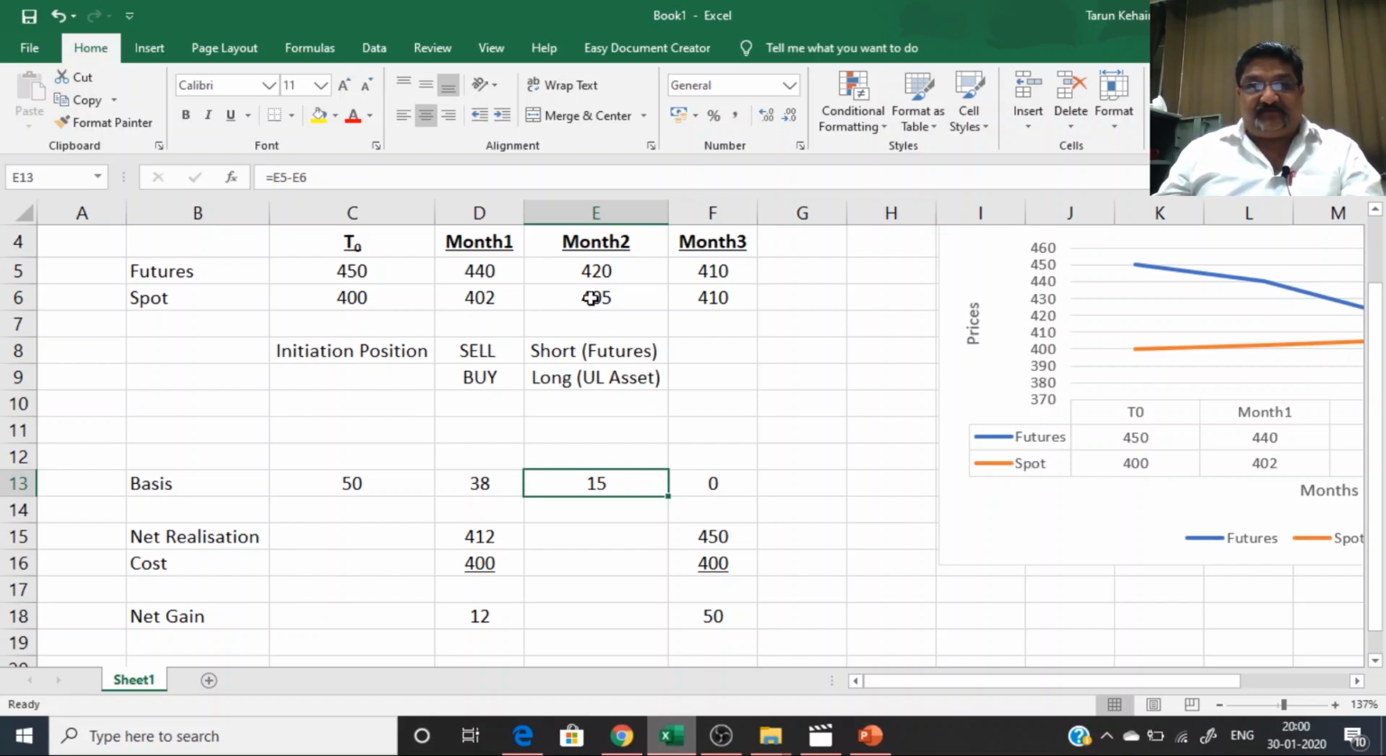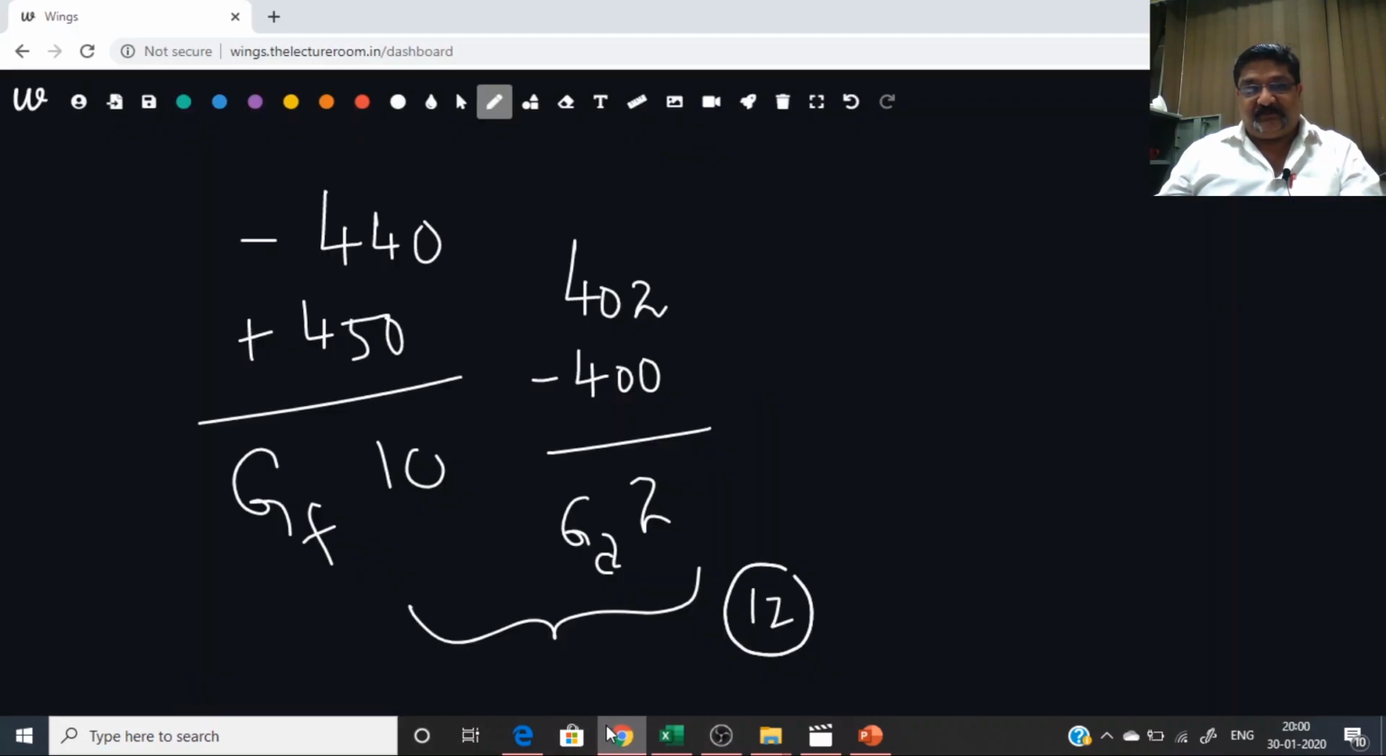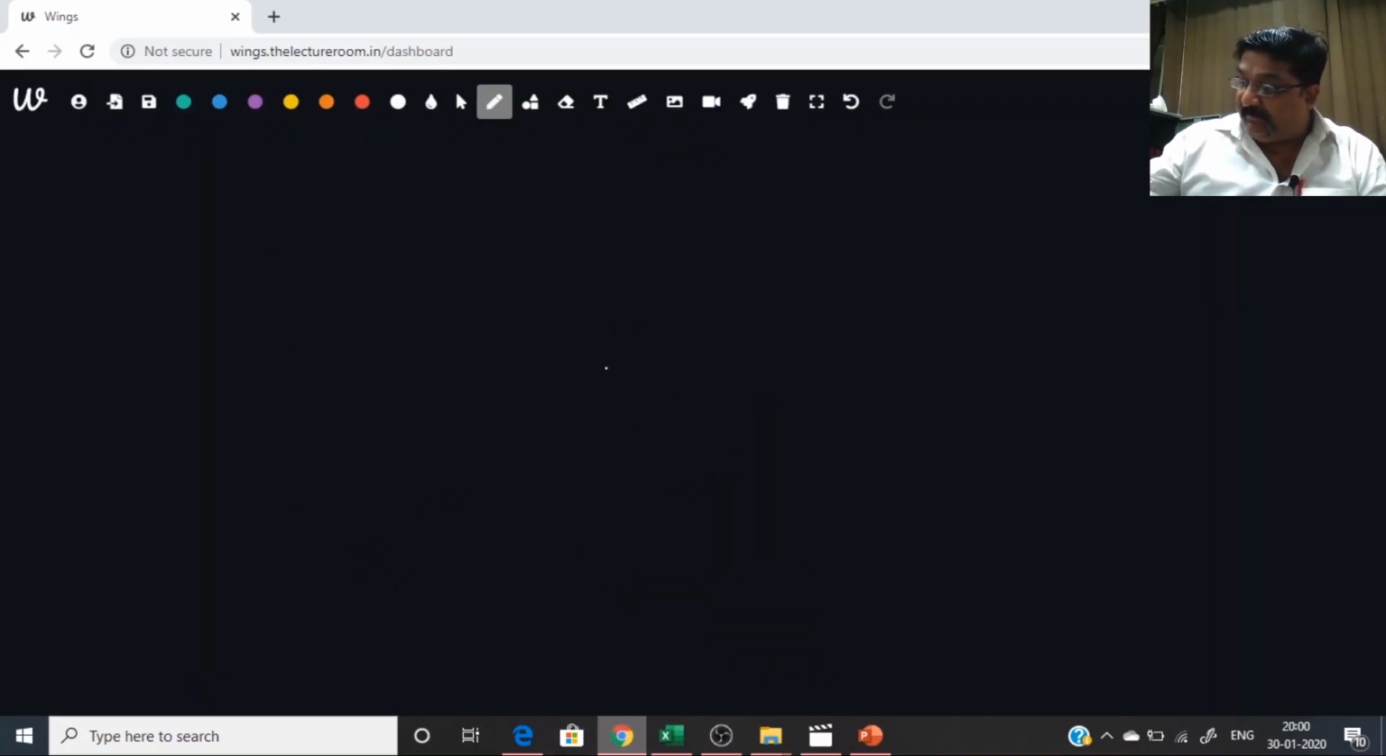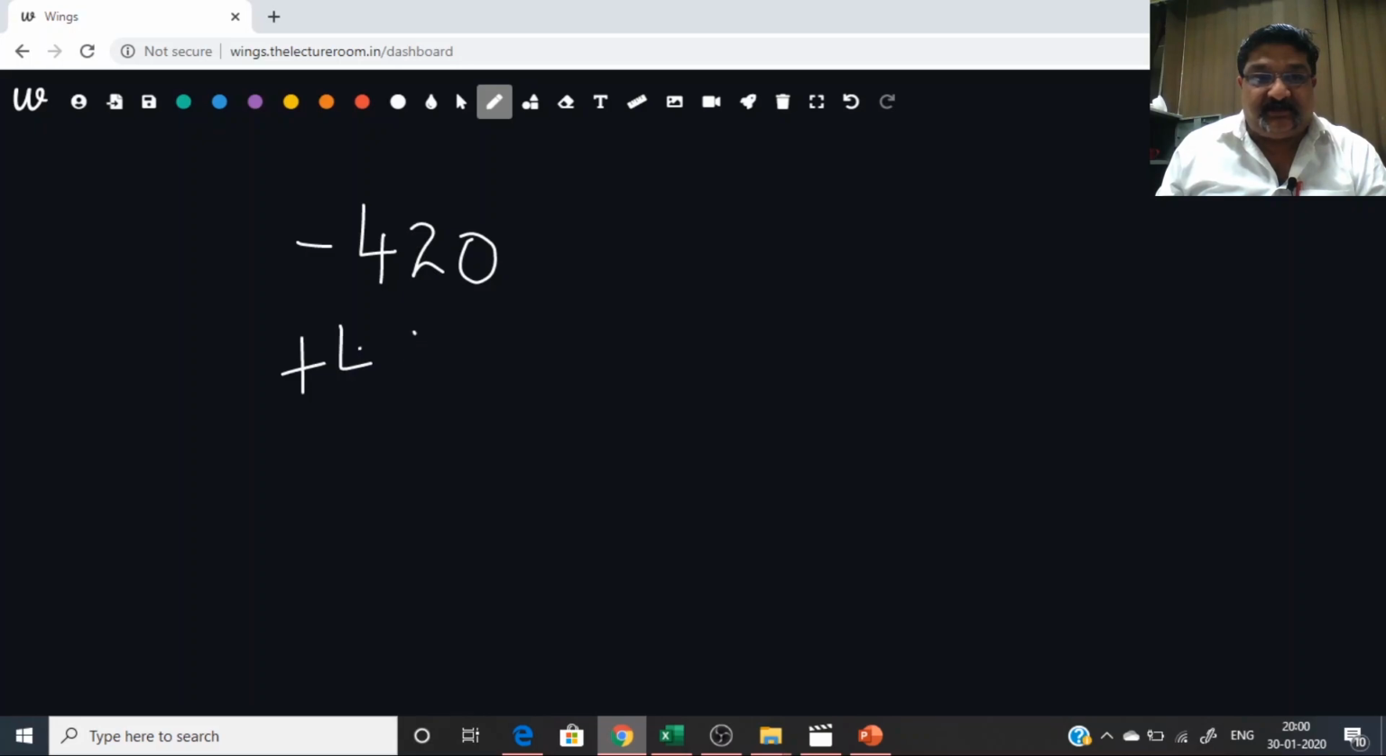Now, if he were to execute the contract on this day, his initial position was sell, so he'll take an opposite position, which is buy. So he will buy at 420 and sell at the contracted price of 450. When I say buy, I'm putting this down as minus. So he buys at 420, the opposite trade, and the original trade was selling futures at 450. So his net gain on the futures is 30.